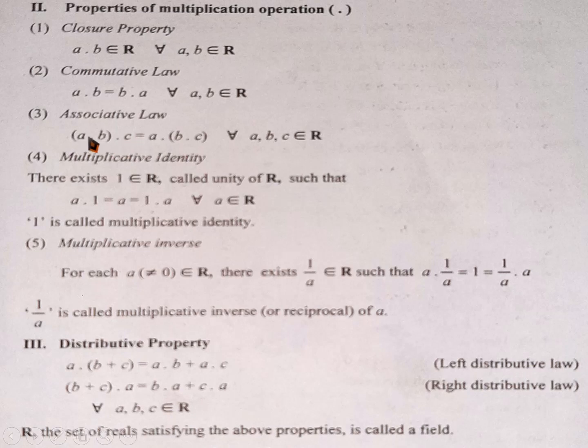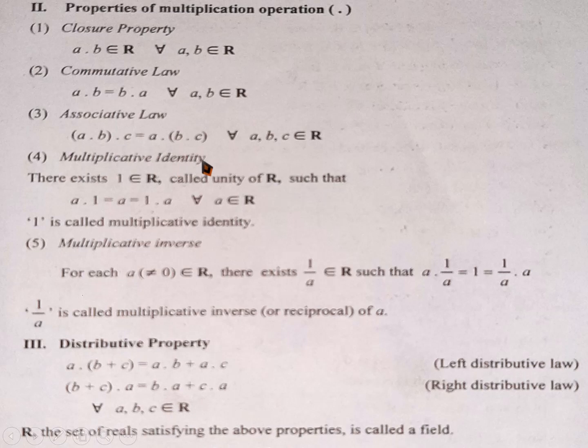Okay, a multiplied by b and then multiplied by c must be equal to b into c and then multiplied by a from the left side. So these two results are equal, and this law is called the associative law. The next is the multiplicative identity.